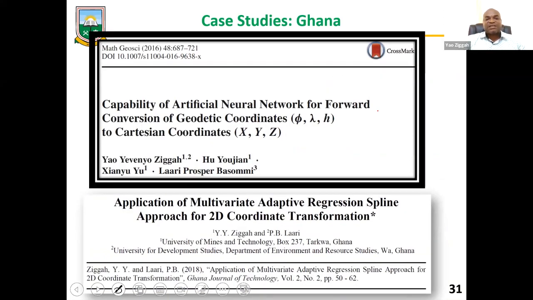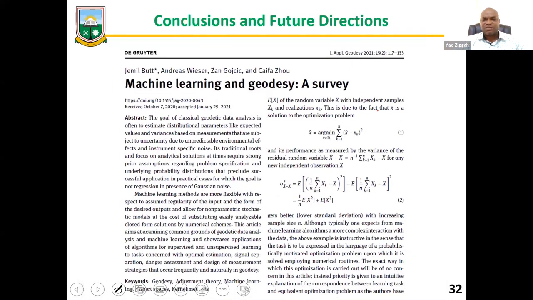We have also ascertained the capability of artificial neural network for the forward conversion of geodetic coordinates. Because when you want to do 3D coordinate transformation, you will agree with me that the first step is for you to do forward conversion. So over here, we assessed the capability of the ANN as an alternative tool that can be employed for the forward conversion. We have also implemented a multivariate adaptive regression spline for 2D coordinate transformation. All these works are pertaining to the Ghana Geodetic network.